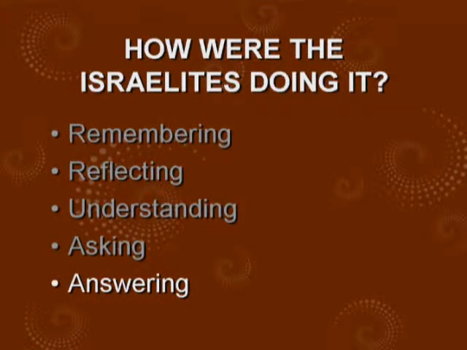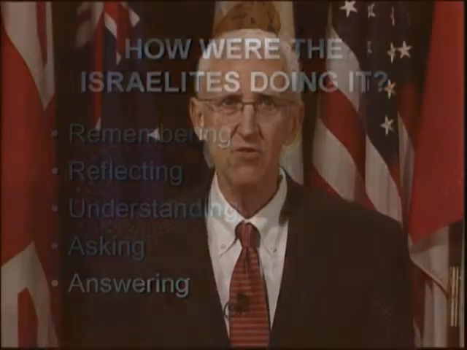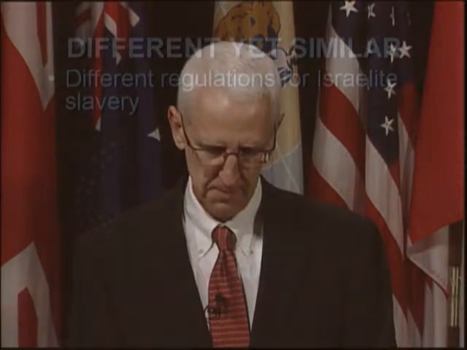In Exodus, they answered, by placing limits on the slavery of Israelite men and women. In Deuteronomy, they answered, by placing limits on the slavery of Israelite men and women and making the conditions of their slavery more humane. In Leviticus, they answered, by making no Israelite a slave. The Israelites remembering, reflecting, understanding, asking, and answering about Israelite slavery went on for some 400 to 500 years. It yielded three different yet similar responses at three different points in time.